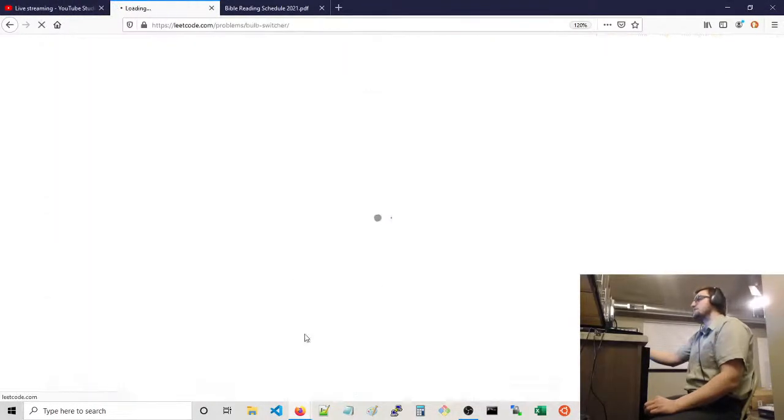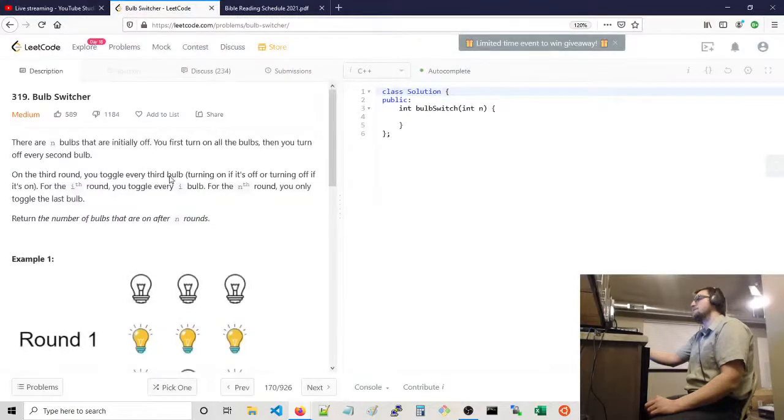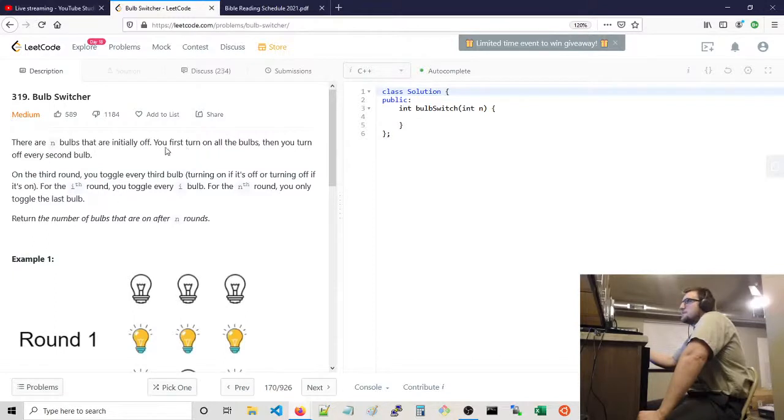So, bulb switcher. Let's see how we do. There are n bulbs that are initially off. You first turn on all the bulbs, then you turn off every second bulb.